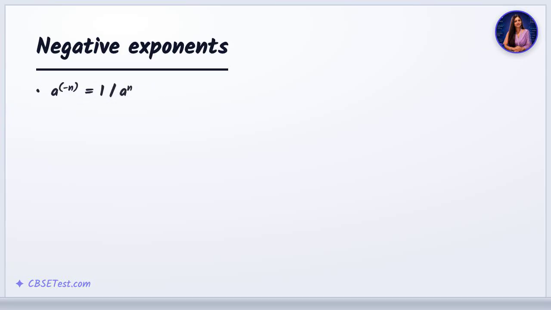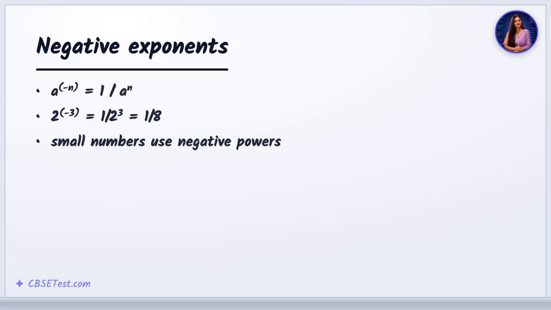A negative exponent means a reciprocal. 2 to the minus 3 is 1 over 2 cubed, which is 1/8. Negative powers are how we write very small numbers.